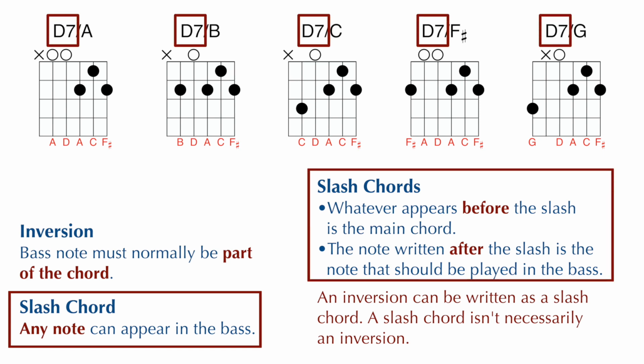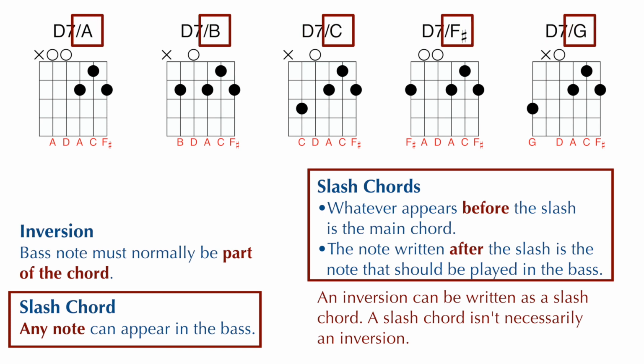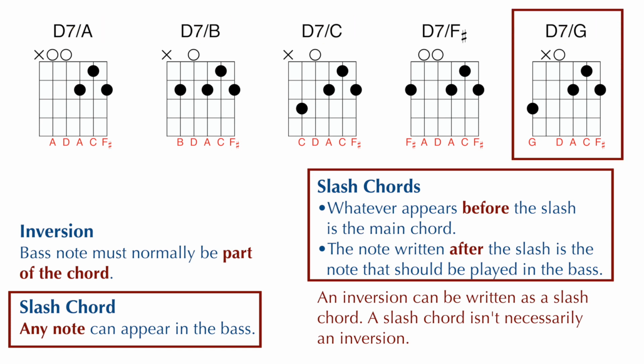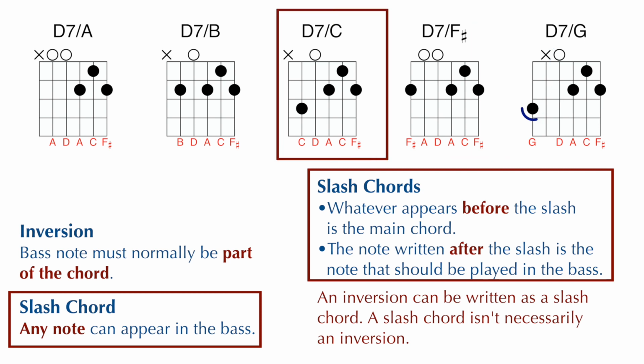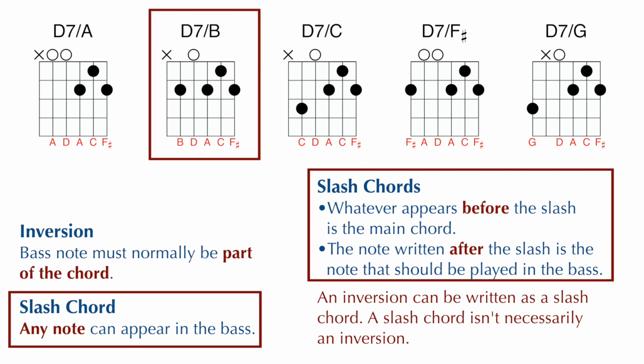Whatever appears before the slash in a slash chord is your main chord, and the note written after the slash is the note that needs to be played in the bass. D7 over G means you have a D7 chord, and you're going to add a G underneath it in the bass. D7 over B, same idea. You have a D7 chord, and now you're going to play a B in the bass. Which sounds a little odd, but there it is.